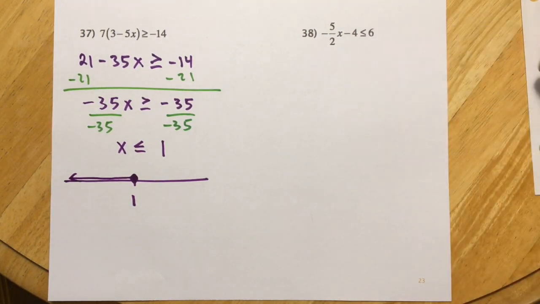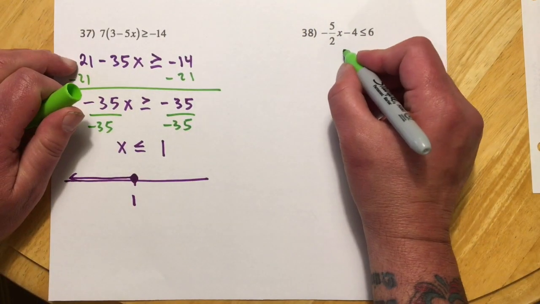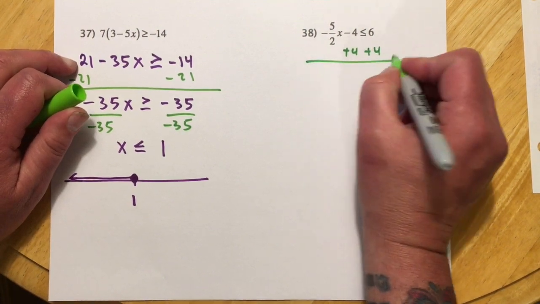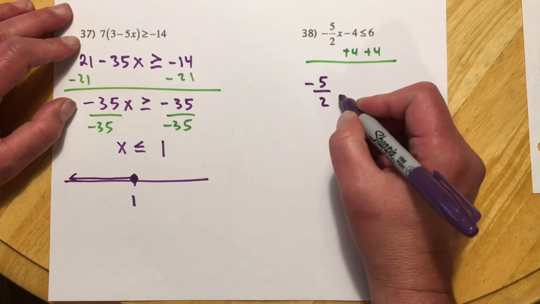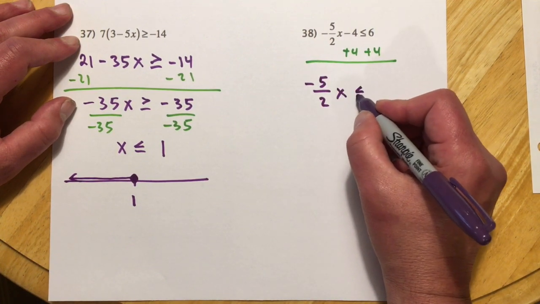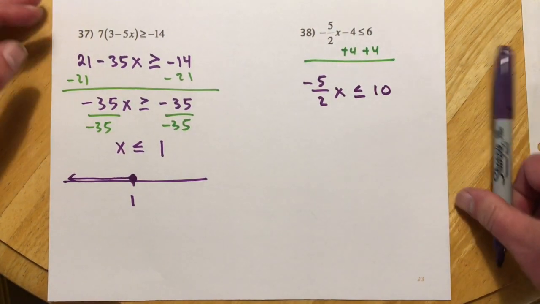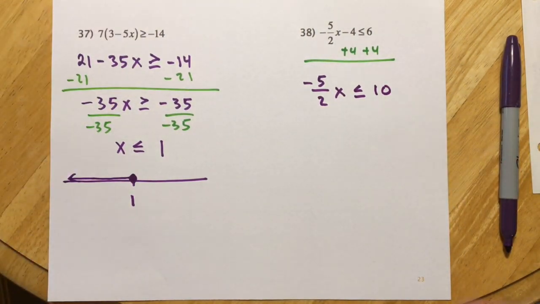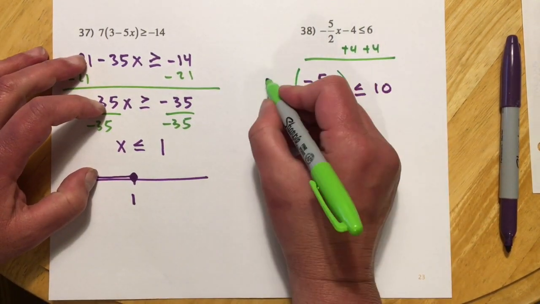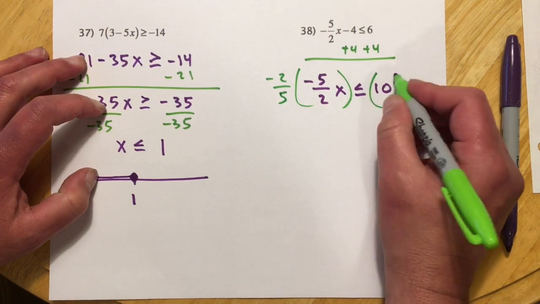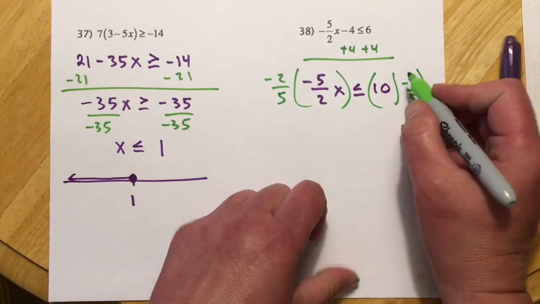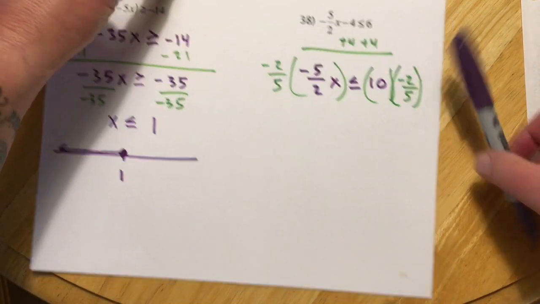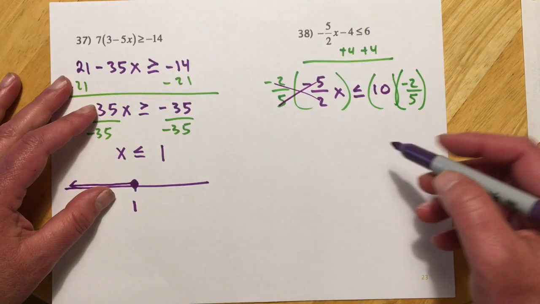And number 38, we're going to add that 4 over and get it down to just the fraction. So that will be negative 5/2 x is less than or equal to 10. And then from there, we're just going to multiply both sides by the reciprocal. And that's going to do negative 2 over 5 and negative 2 over 5. So similar to that problem a couple of problems ago. And this is just negative 10 over 10, so that all cancels.